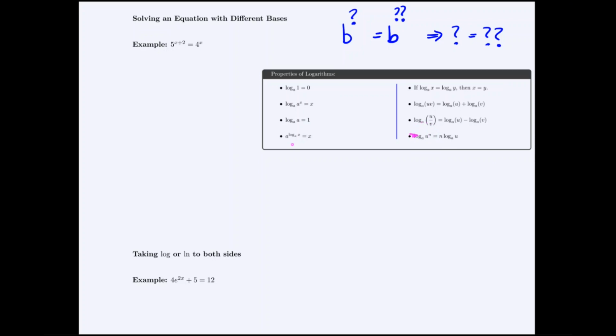The problem is the variable is in the exponent, but if we apply this principle, we'll be able to bring the variable out of the exponent. And notice here, this was log base a, and this exponential function was u to the n. So the bases don't have to be the same for this property to work.